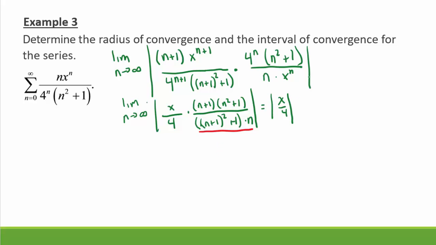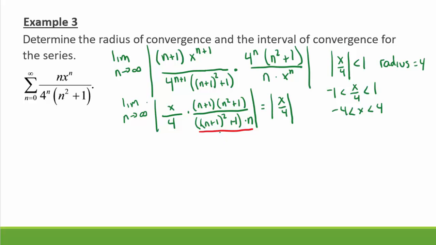Now remember that we want x over 4 to be less than 1. So our interval of convergence is that. Now the radius is from our center, which is 0, to one of the endpoints, which is 4.